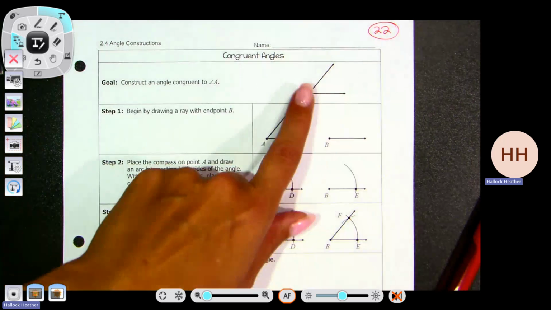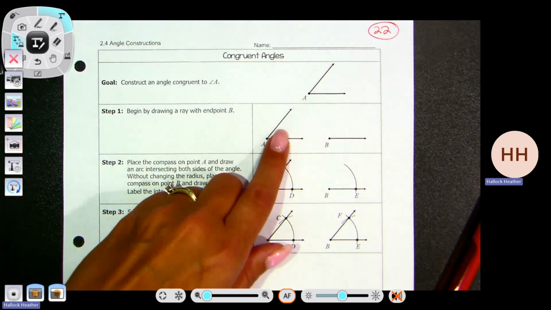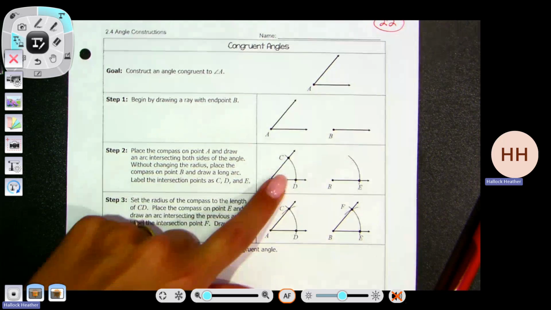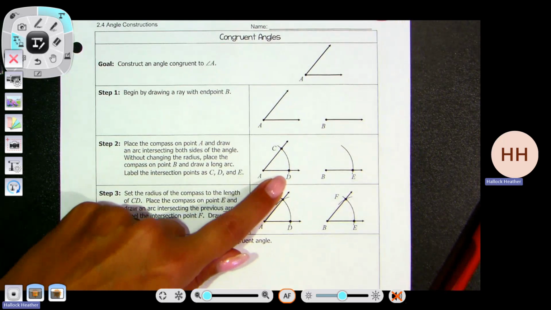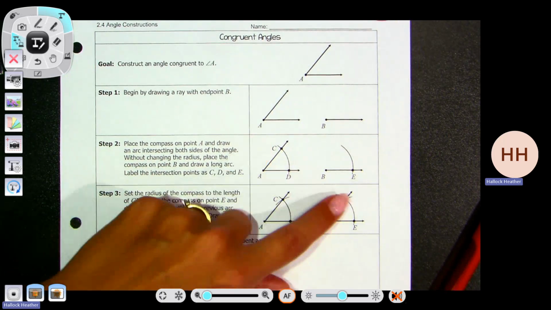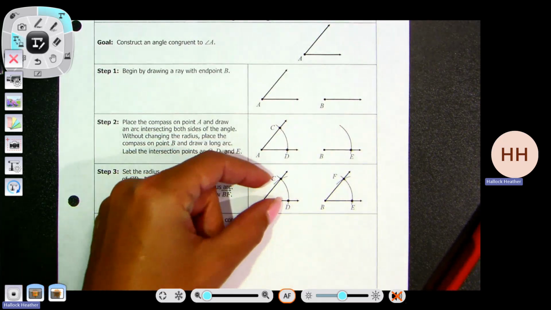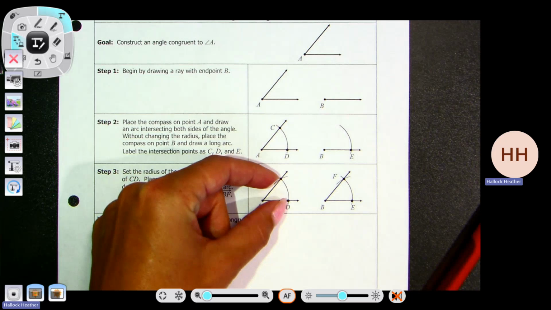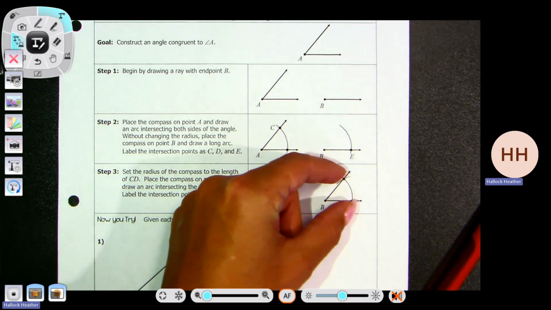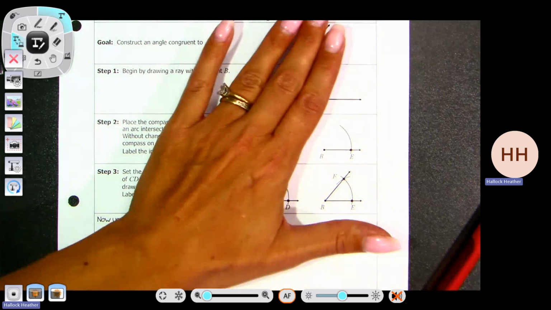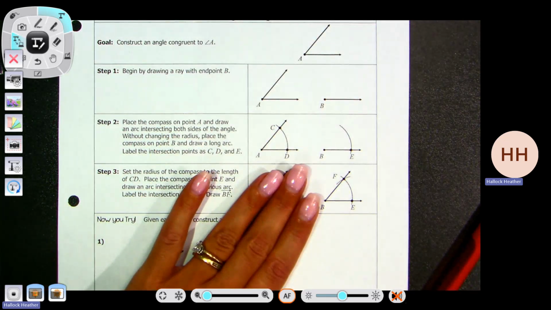So we're starting with an angle. The first thing we're going to do is draw a ray. Then we draw an arc going through both rays, and we bring it over and do the same thing over here. The last step to copy an angle is to measure the opening, how wide the angle is, and then we drag it over and make the same arc mark over here. So you have your steps you could technically look at. You could also read the words, but I know you guys don't do that. So let's go to number 1.